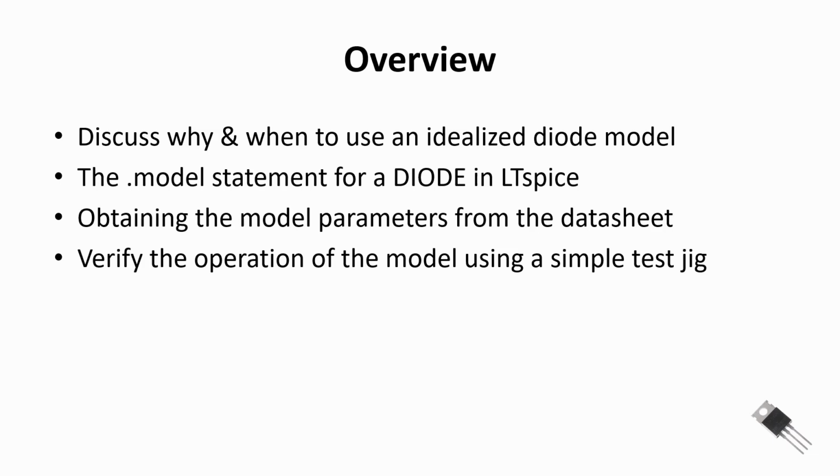Okay, so here is our overview. Again, we're going to discuss the why and possibly when to use an idealized diode model. We'll talk about the .model statement for diode, and I'm going to use LTspice as our example. We're going to talk about how we can obtain model parameters from the datasheet. I'm going to do an example. I'm going to use a silicon carbide Schottky diode for our example and show you exactly how you can get from the datasheet the model parameters to put in our idealized diode model.